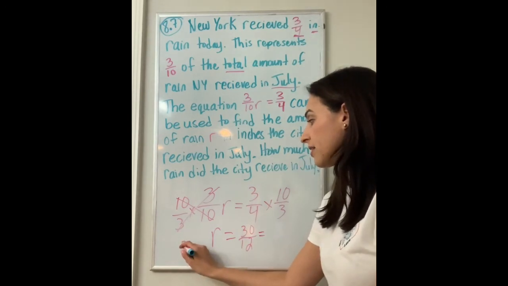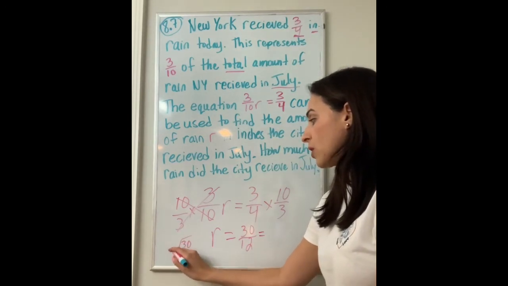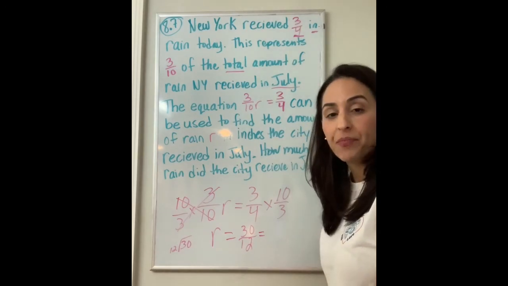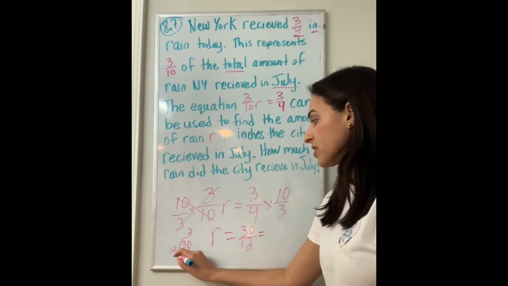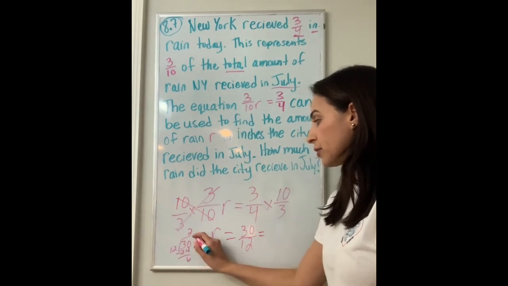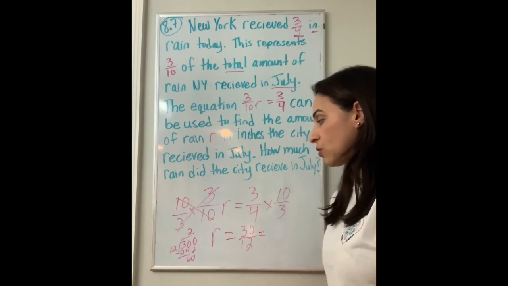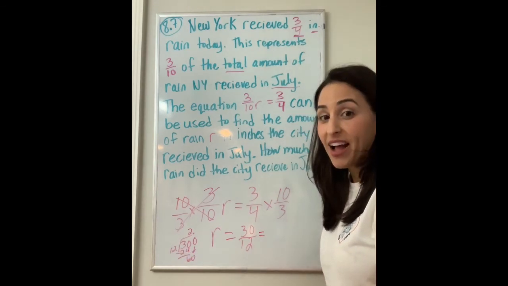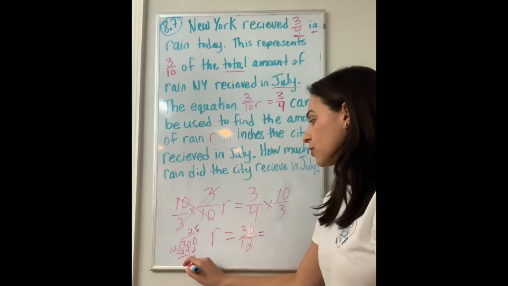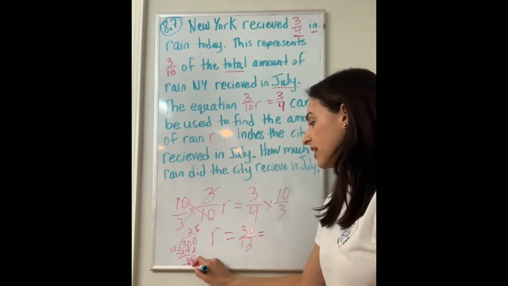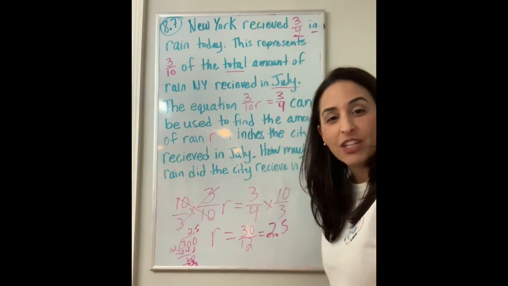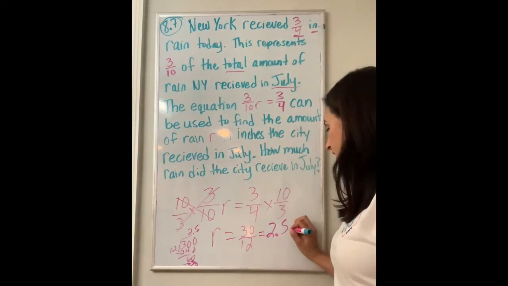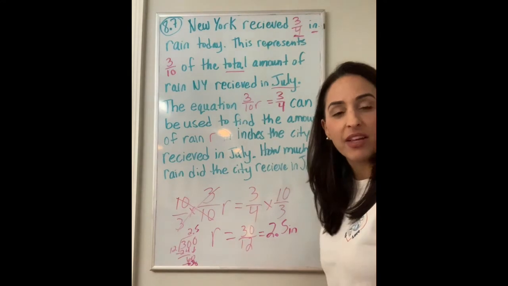I'm gonna do it on the side. 30 divided by 12. 12 can go into 30 2 times. 2 times 12 is 24. Subtract, I get 6. Put a decimal, add in a 0, bring it down. 60 divided by 12. It should be 5. 5 times 12 is 60. Subtract, I get 0. My answer is 2.5. I was right with my visuals. Yay! 2.5 inches of rain for the month of July.